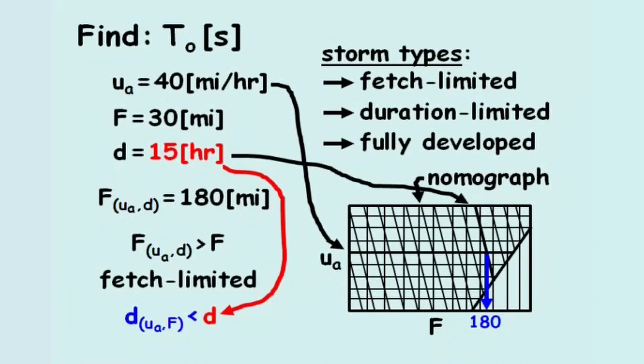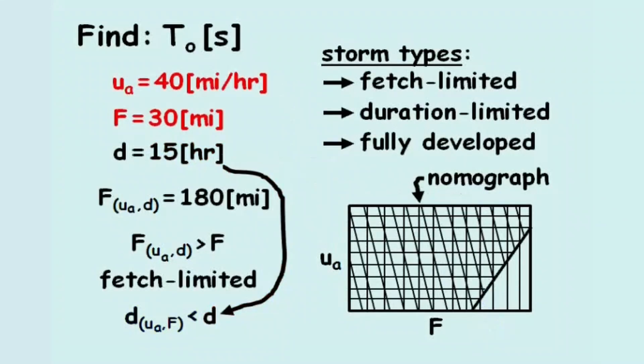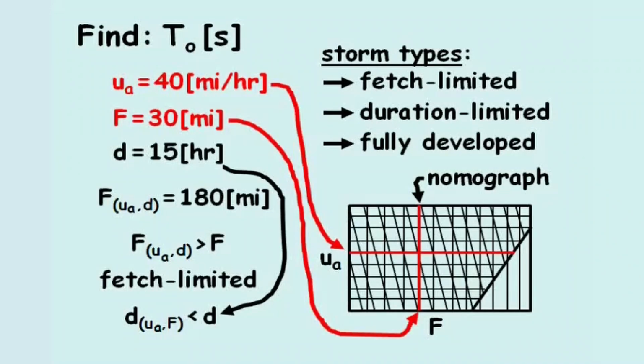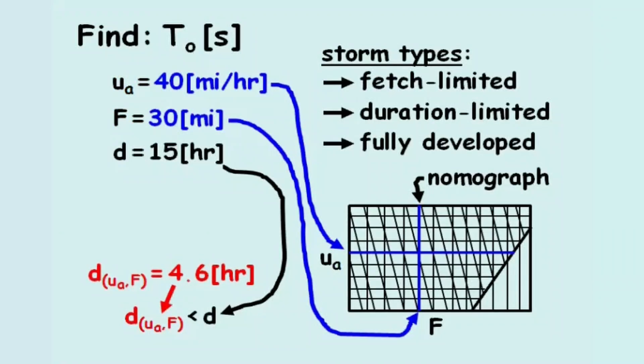Therefore, we will use the wind speed of 40 miles per hour and a fetch length of 30 miles to determine the characteristics of this fetch-limited deep water wave. After plotting these values on the nomograph, the intersecting point corresponds to a duration of approximately 4.6 hours, which is less than the 15 hours as we suspected.